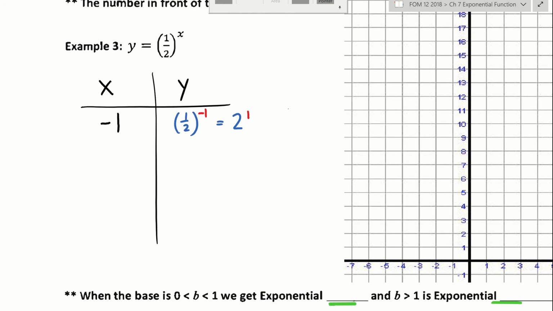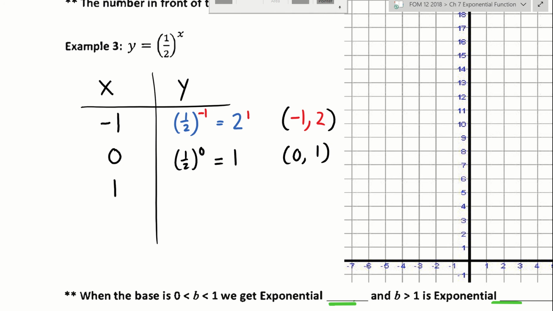So now we actually have a point, and the point is -1 and 2. Okay, interesting. It's slightly different from what we have before. So -1 and 2. And now let's try a 0. Well, okay, so 1/2 to the power of 0. Now anything to the power of 0 is 1. So, okay, cool. 0, 1.